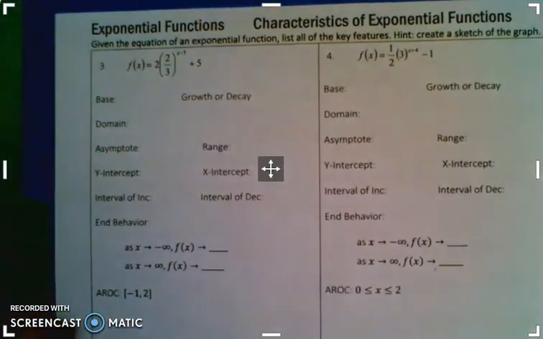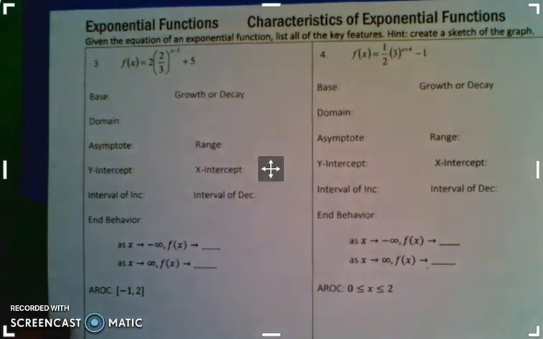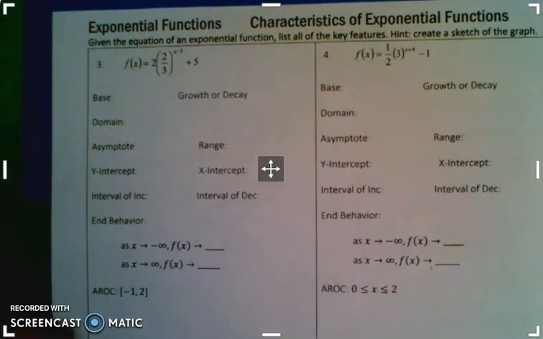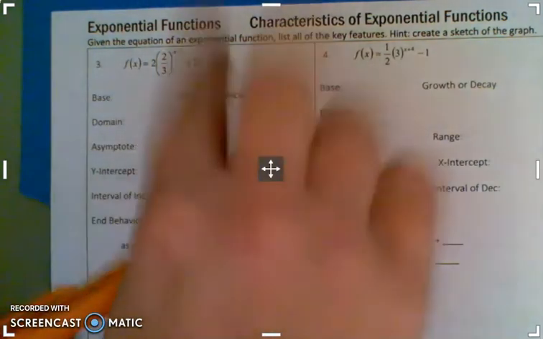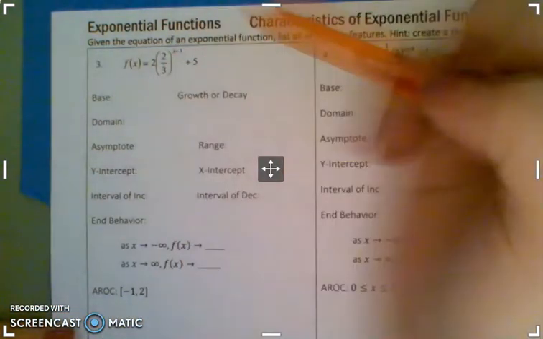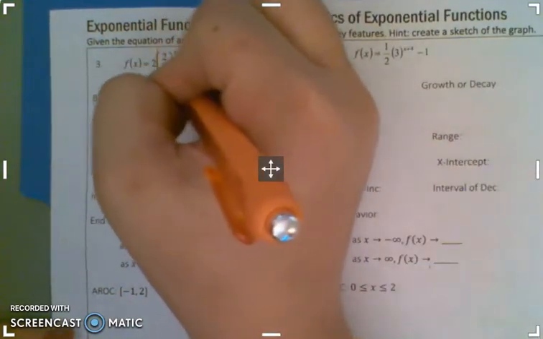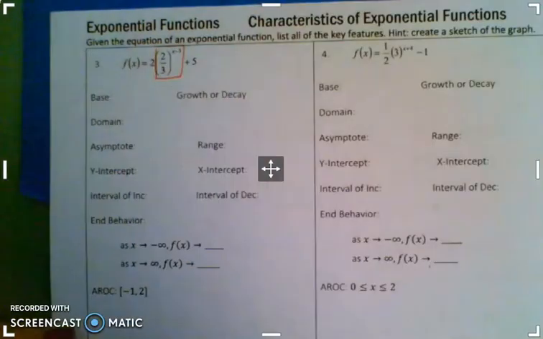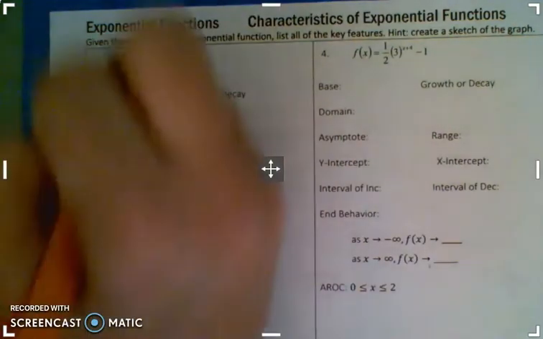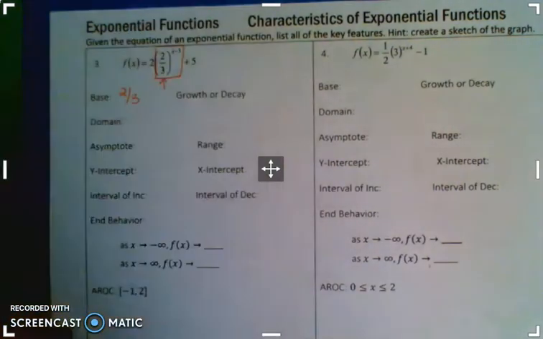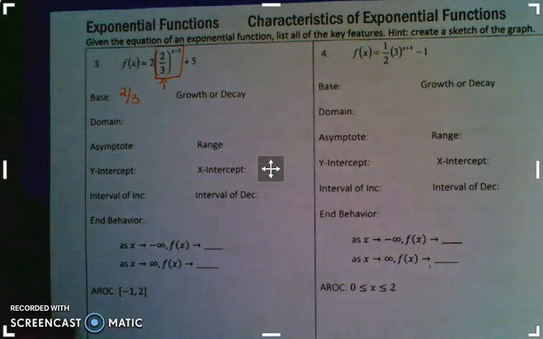So a couple things that we're going to talk about for the next couple days. The base of the graph of the function is the part that's attached to the exponent. So right here, that whole thing is the exponent. So your base is the 2/3. So 2/3 is the base, and then you have to figure out if it's growth or decay.